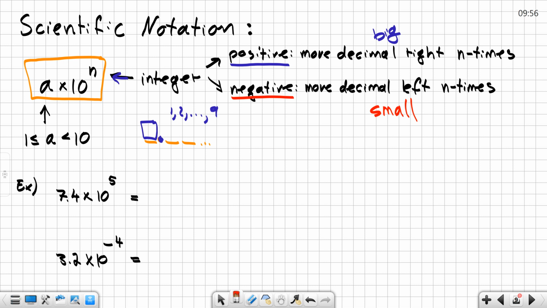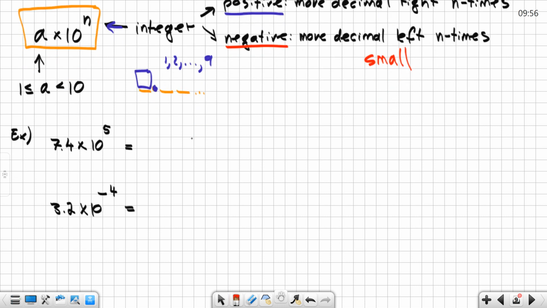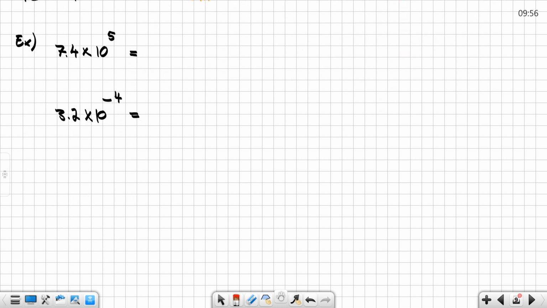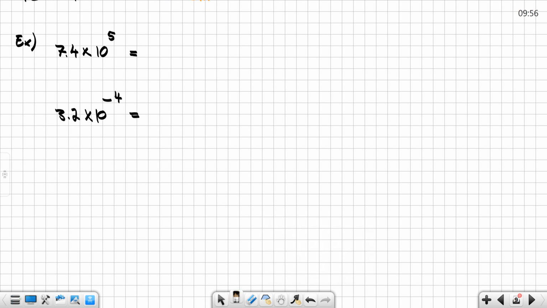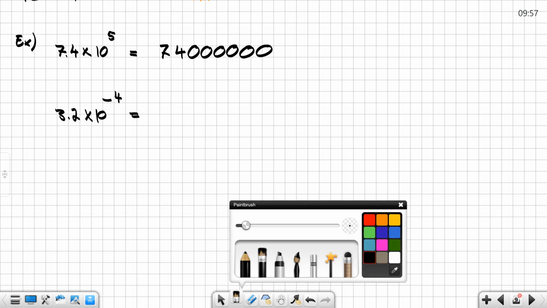So let's have a look, just to get used to the idea of what these numbers look like when I write them down in regular notation. So I have 7.4 times 10 to the 5th power. This is really nothing else but multiplication by 10, 5 times. So what happens right here is I had 7, 4, 0, 0, 0. I'm just adding a bunch of zeros in the back here.